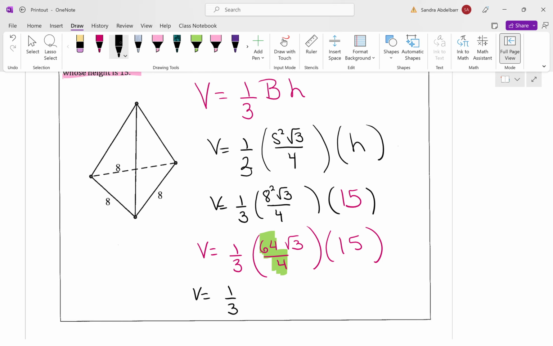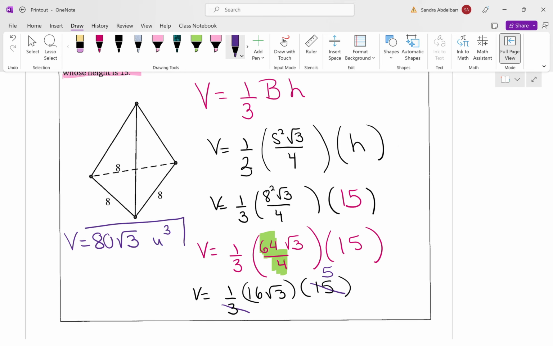So I'm going to simplify that. So my volume is 1/3 times 16√3 times 15. Because multiplication is commutative, I'm not going to take 1/3 of 16. I'm going to take 1/3 of 15 and get 5. So now our volume is going to be 16√3 times 5, which is going to be 80√3 units cubed.